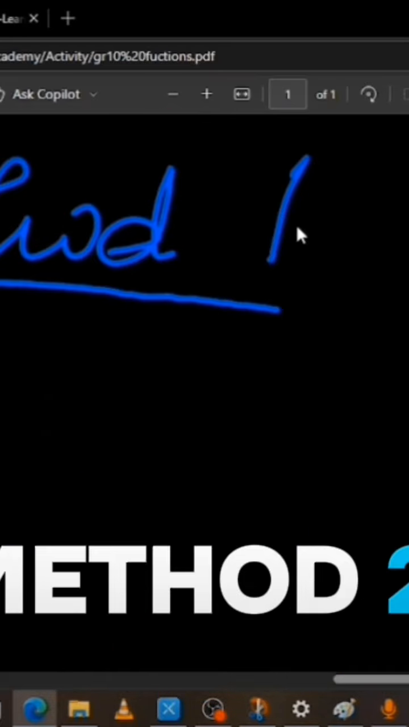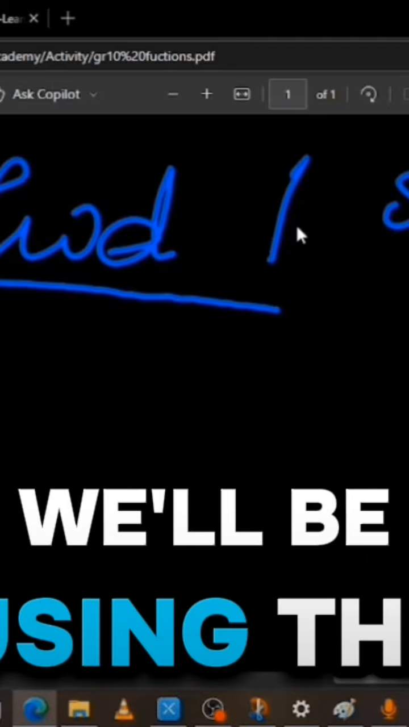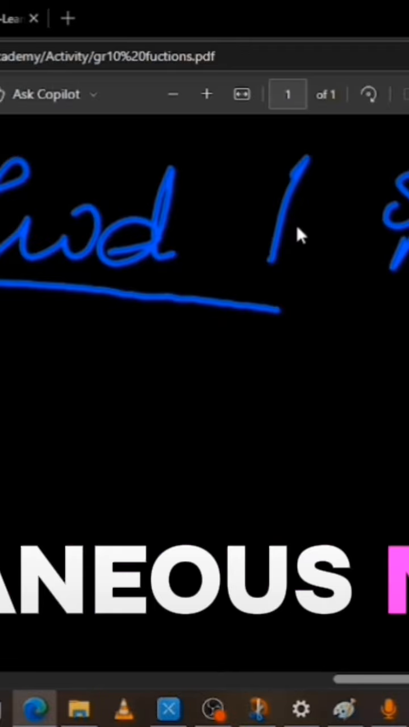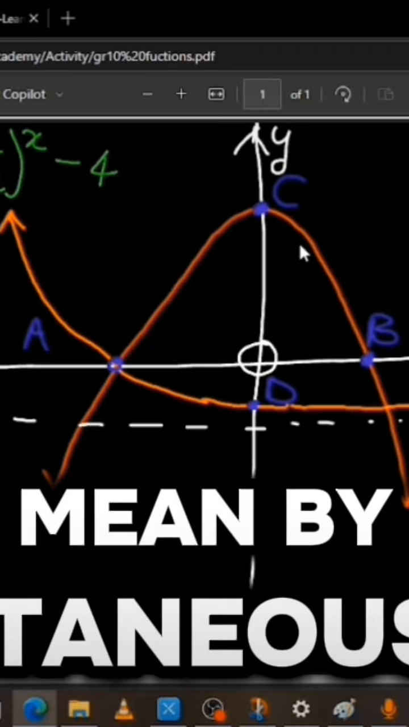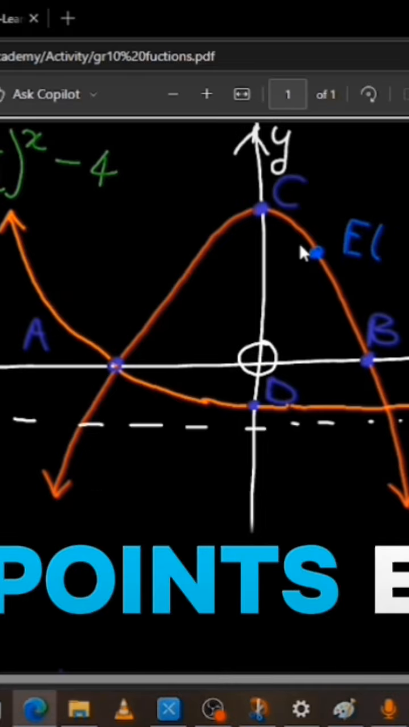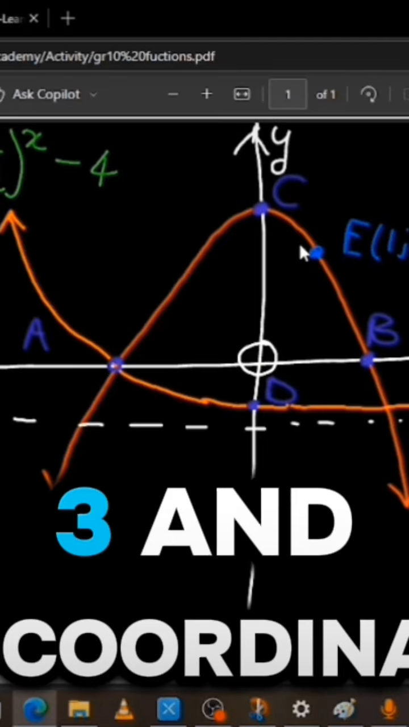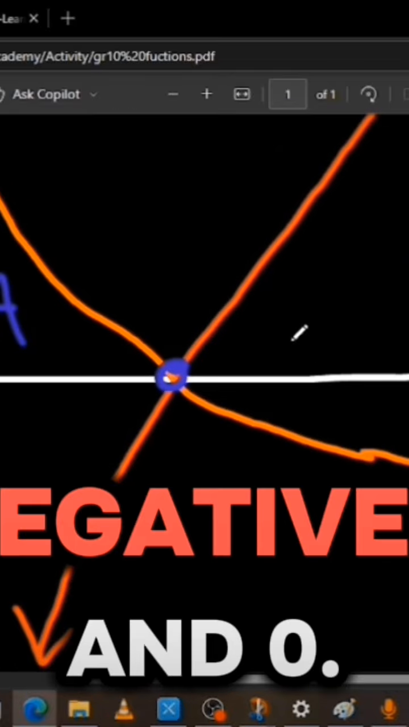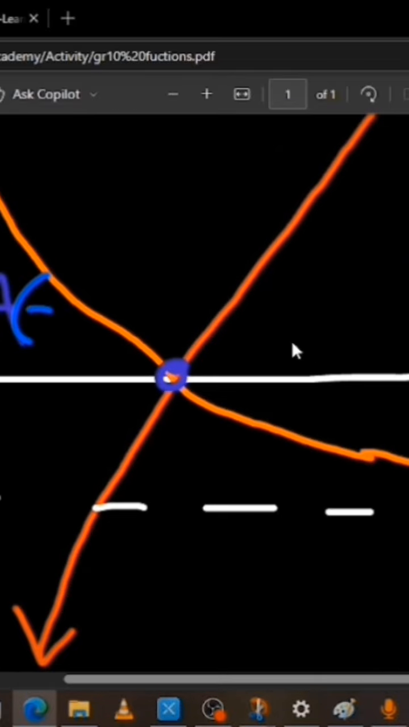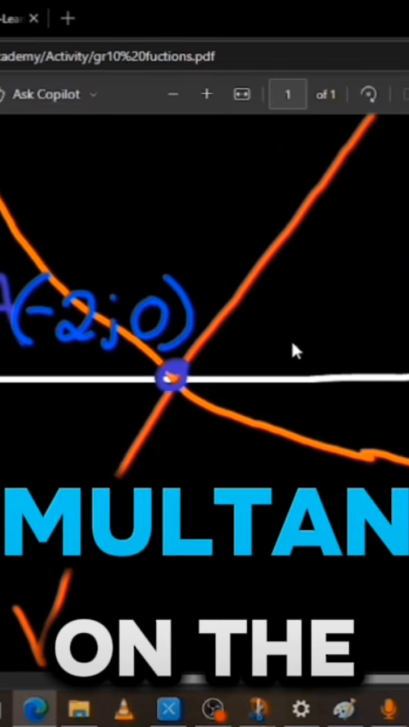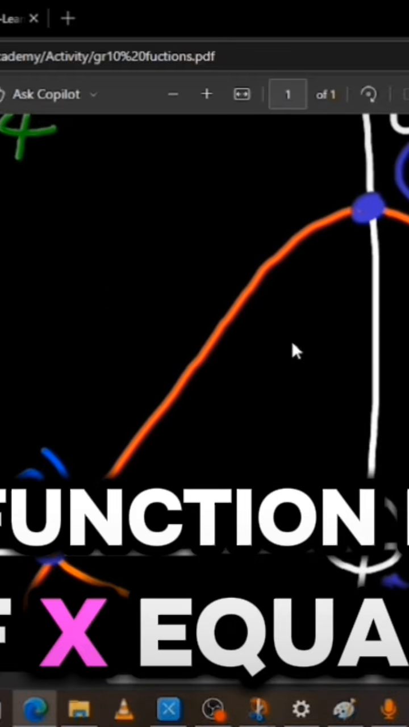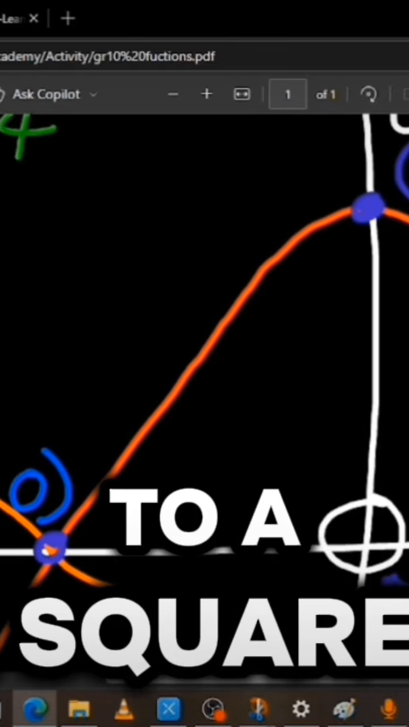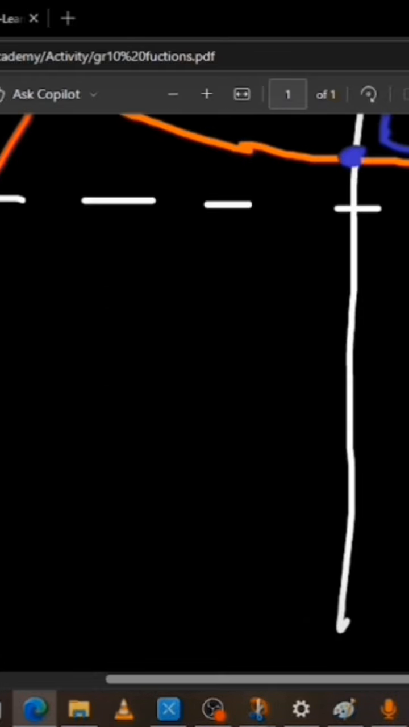In this question we have to calculate the values of a and b. So we have method 1 and method 2. In method 1 we'll be using the simultaneous method. What do I mean by the simultaneous method? I'll be using the point E, which is (1, 3), and the coordinates of A, which are (negative 2, 0), and I will substitute them simultaneously into the function f(x) equals ax squared plus b.